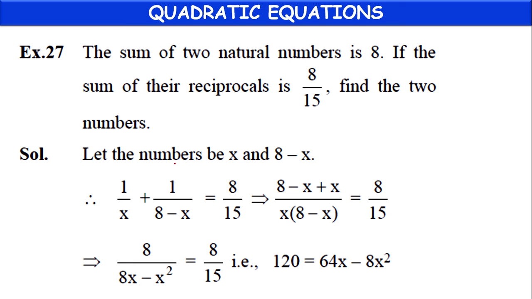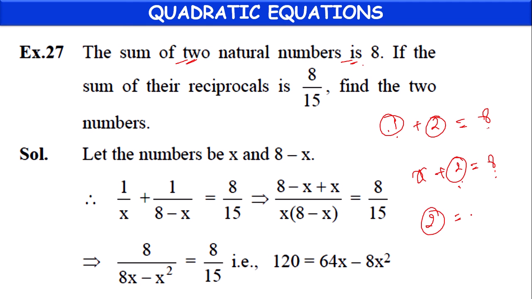Next, 27th question. The sum of 2 natural numbers is 8. If the sum of their reciprocals is 8 by 15, find the 2 numbers. The sum of 2 natural numbers: suppose we have a first number and a second number, their sum is 8. Suppose we assume the first number as x, then the second number we don't know, let's keep it as it is.